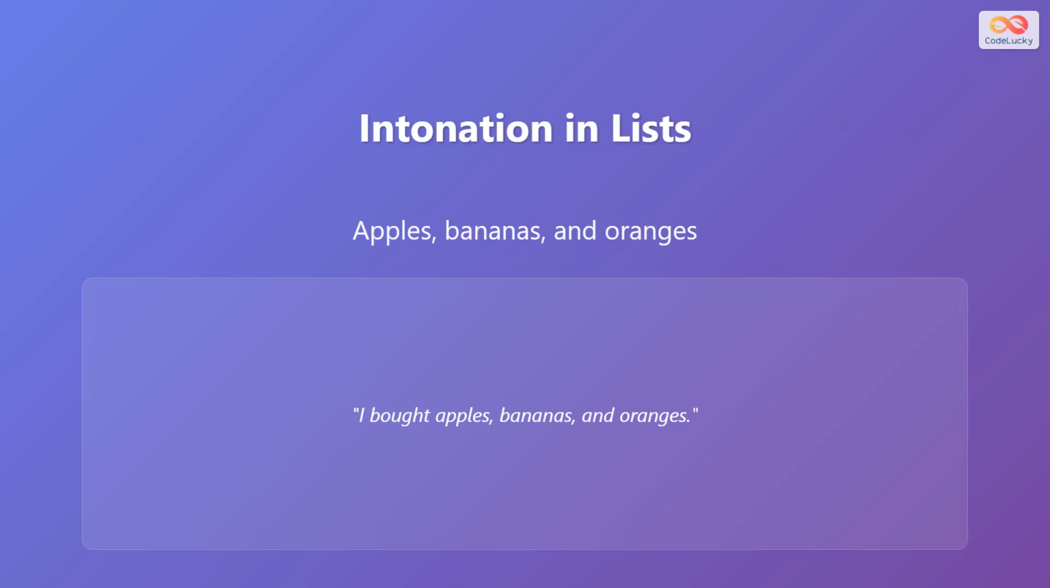Welcome to this lesson on intonation in lists. In English, when we speak a list of items, we use a special pattern with our voice. For example, when saying, "I bought apples, bananas, and oranges," the way we say these words creates a natural rhythm that native speakers use every day. Let's learn how to do this correctly.